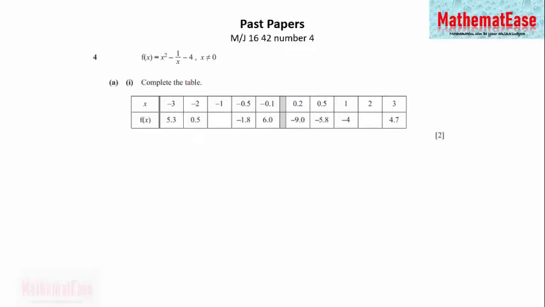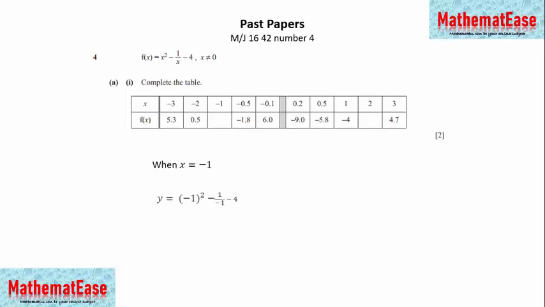Now we want to treat a past paper, and the past paper I'm considering here is May/June 2016, paper 4 variant 2, number 4. To complete the table, where x is equal to minus 1, I just plug into the equation given to me, x squared plus 1 over x minus 4. So I get 1 plus 1 minus 4, that is 2 minus 4, that is minus 2. So I put minus 2 there in the table.